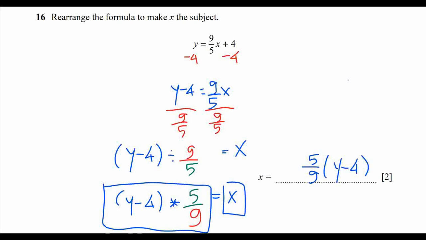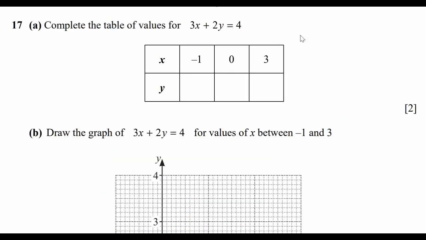So we just swap x to the left, this to the right. So this is our answer. Next, now number 17, complete the table of values for 3x plus 2y equals 4.